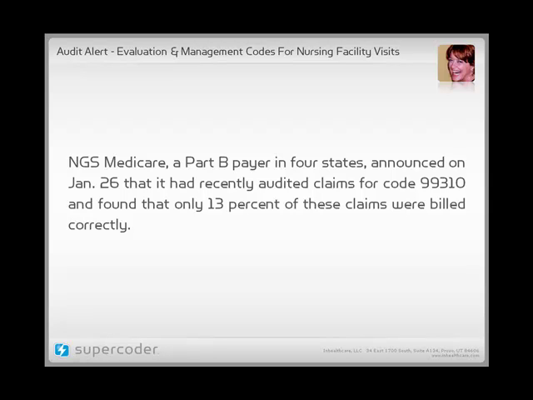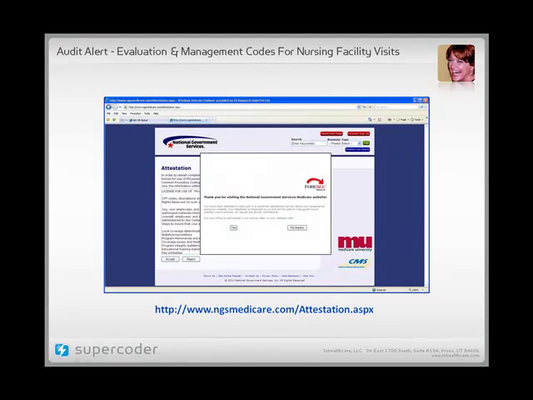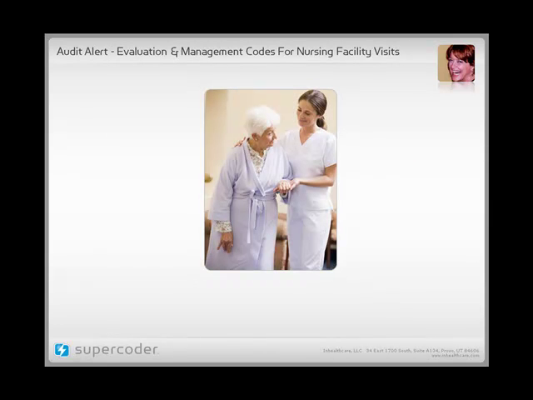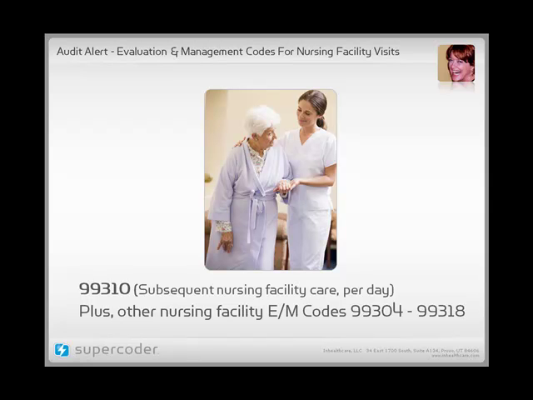for CPT code 99310. And as with all things Medicare, if one MAC sees an error rate like that, other MACs and other auditors, like RACs, will follow that path as well. And you can expect auditors to take a look at other nursing facility E&M codes too. Consultants who do audits tell us that errors for all nursing facility E&M codes are high. So we turn to some recent Supercoder articles to remind ourselves of 4 things we always need to check when we submit nursing home E&M claims.